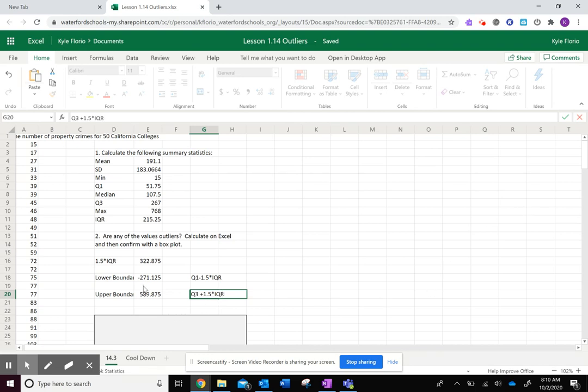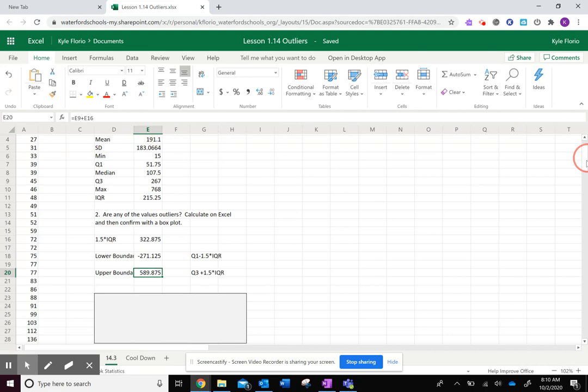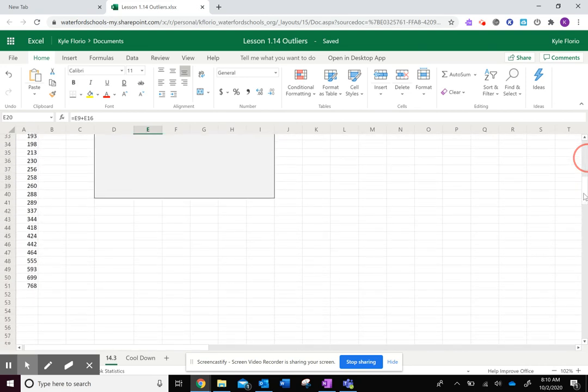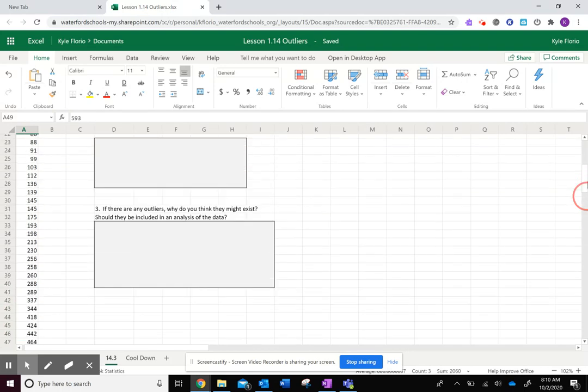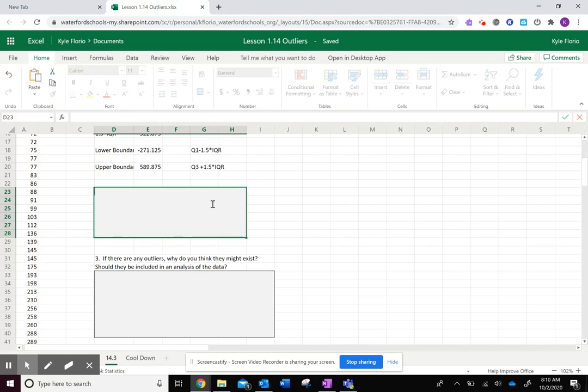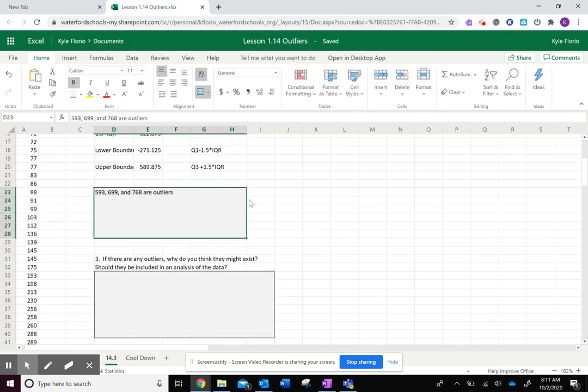So anything lower than negative 271, well, you can't have negative thefts, so that doesn't matter in this case. But the upper bound is 589. Do we have any schools with over 589 thefts? Looking down here, yeah, 589 we said. There are 3 outliers in this case: 593, 699, and 768. So 593 is an outlier, and 699 and 768 are outliers. All of them are past this upper bound. Anything bigger than that number is an outlier, and there are three of those values.